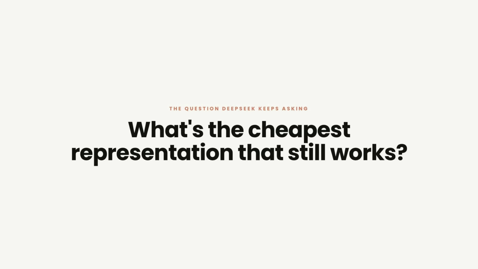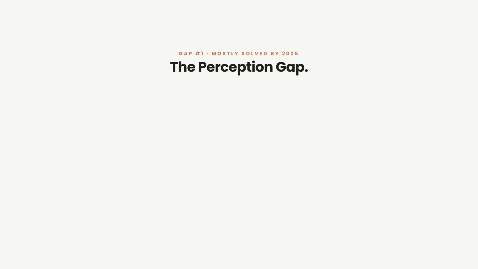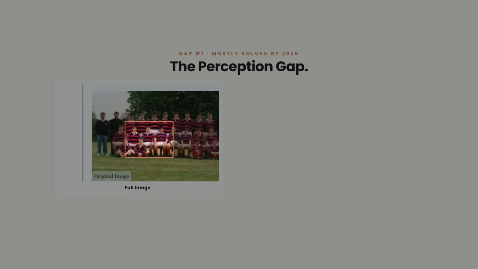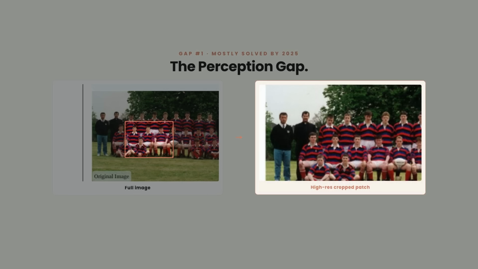Okay, so let's get into what the paper is actually arguing. There are two gaps in the current multimodal models. The first one is the perception gap. The model cannot see finer details. Most of the work in 2024 and 2025 was on this: high resolution cropping, dynamic patching, thinking with images. That's all about seeing better.